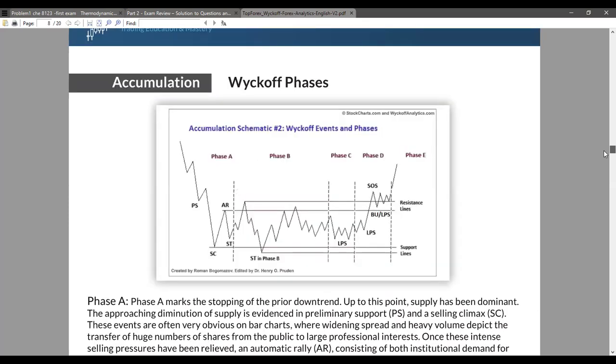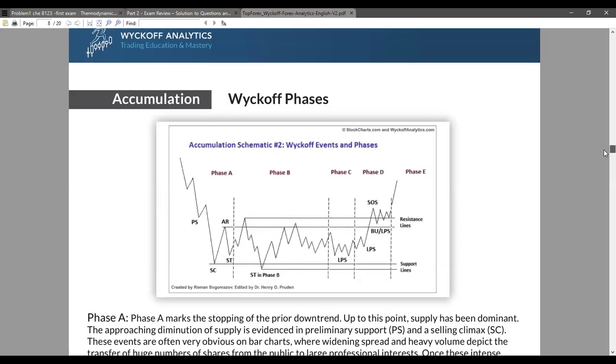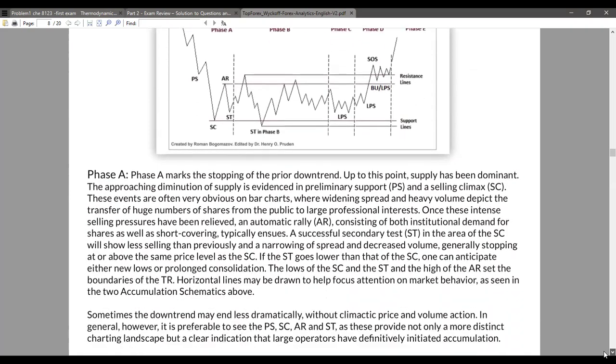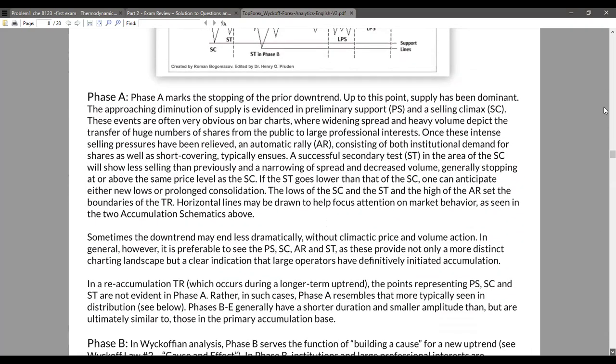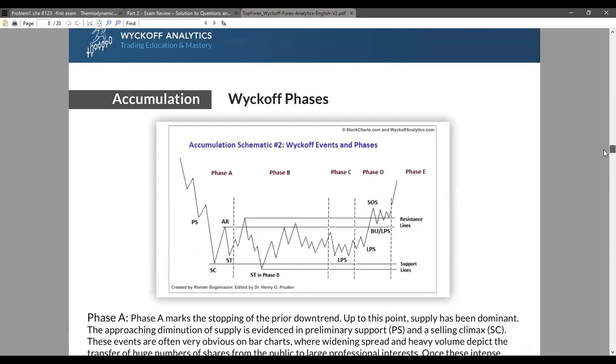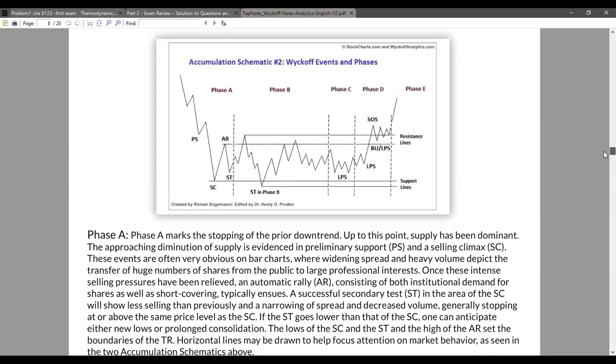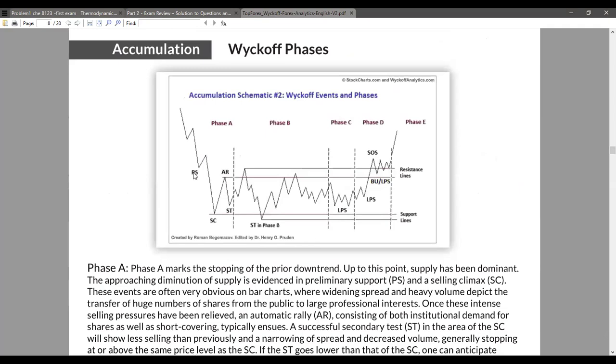So this is schematic 2. It looks almost like what we had before, but with a little variance in it. So this is your what? Preliminary support. This is your selling climax.